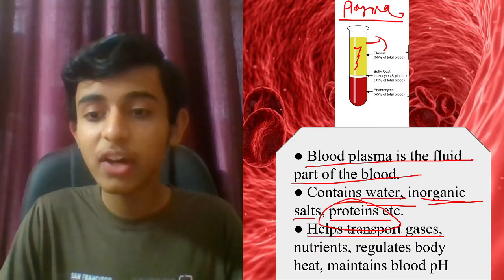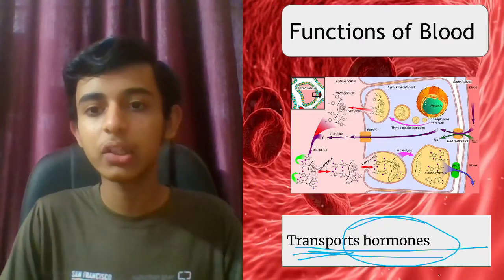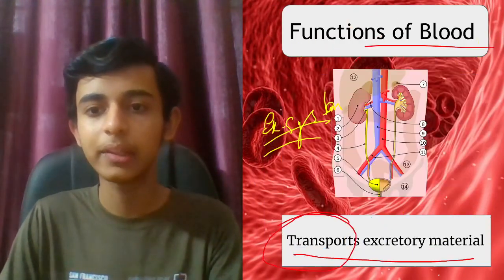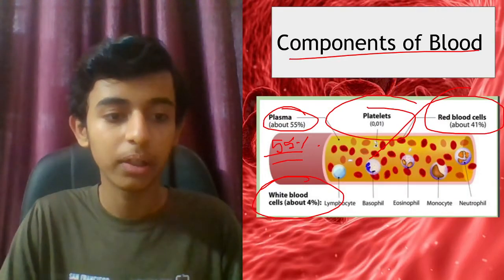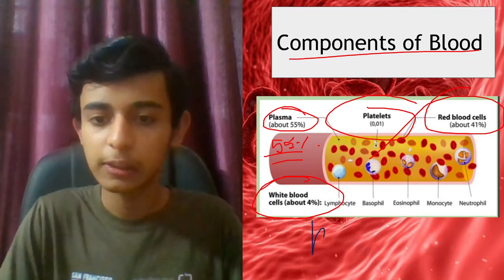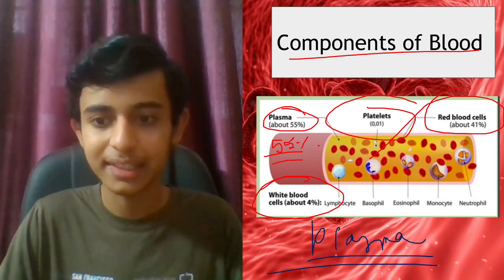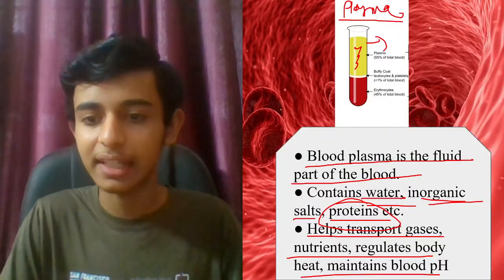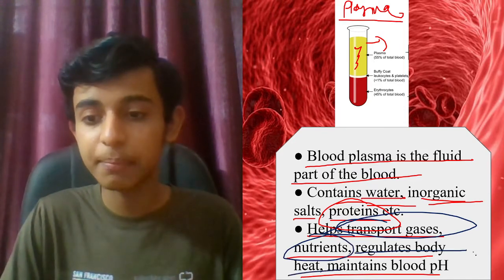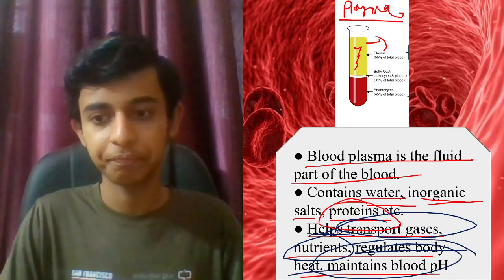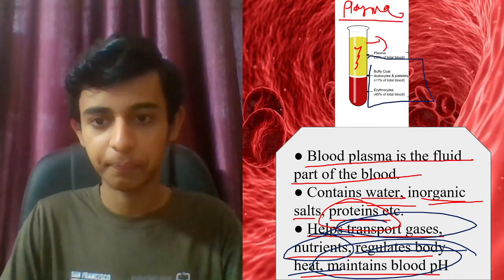And it helps transport gases, nutrients, regulates body heat, maintains. So right now we were learning about these functions, everything we were learning, this happens in your plasma only. How does it happen? Have you ever thought? In your plasma only, because this is the fluid part. Others are solid. So it is going to carry everything: the gases, the nutrients. It is also going to regulate body heat and maintain the blood pH. Now, this is about plasma, the fluid substance.